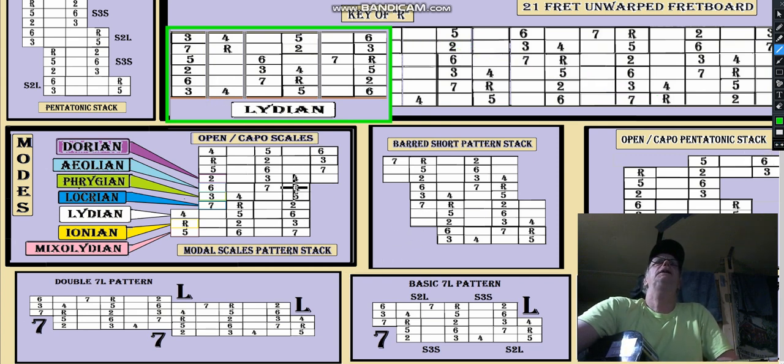Now, in this Lydian, we start on the 4. Here's the 4 in the Lydian. 4, 5, 6, 7 R 2. 3, 4, 5. 6, 7 R. What is this R doing over here? Because this chart here actually covers this guy in addition.